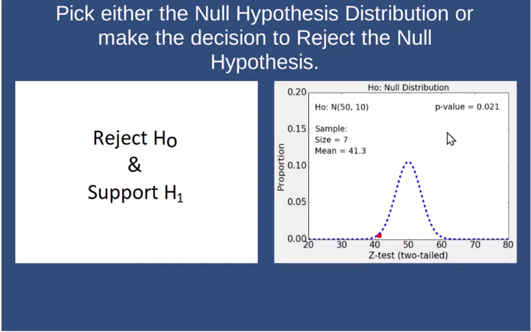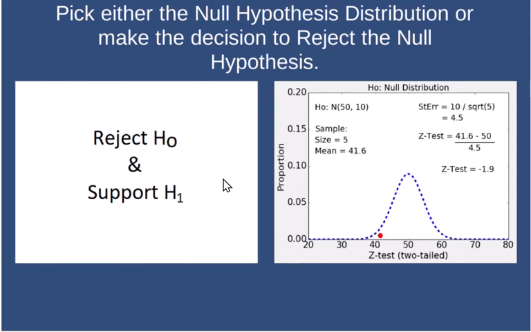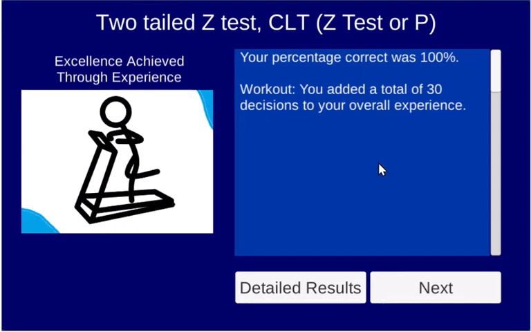0.021, if that is equal to or less than our alpha level 0.05, we reject. We consider this null hypothesis distribution not believable. And again, when the p-value is small, we're going to see that the sample mean is pretty far out there. P-value of 0.036, again, we're going to reject our null hypothesis distribution. We're going to say it's not believable. The sample mean is just too far away from where it was supposed to be. Z-test of negative 1.9, well, that is within our plus minus 1.96, so we retain.